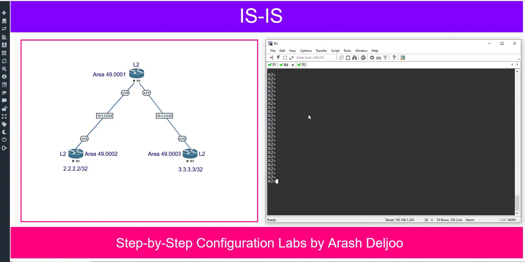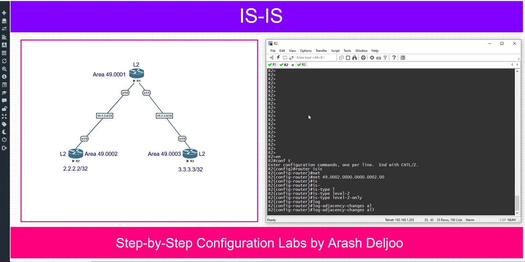Then let me go to router 2. In router 2, enable, configure terminal, again router isis, and configure the net address: 49.0002. As you can see here, we have a different area ID from router 1. After that, for example, 0000.0000.0002.00. And then, for example, IS type is level 2 only again, and log-adjacency-changes all.